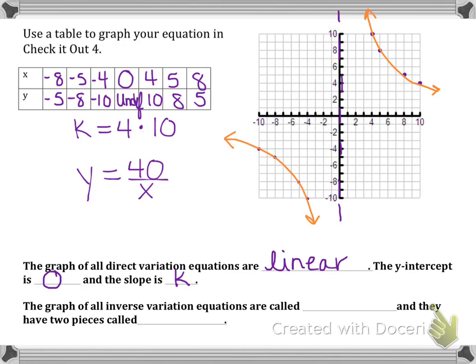Finally, the graph of all inverse variation equations is called a hyperbola. And a hyperbola is made out of 2 pieces, and each piece is called a branch. So you see my 2 branches that are the orange curves up at the top. All right, now you should proceed on to work on your homework.